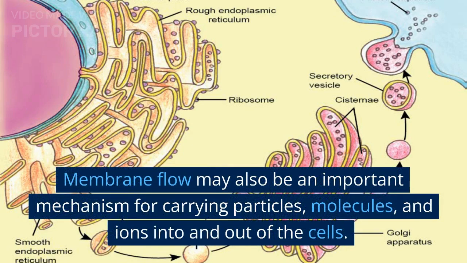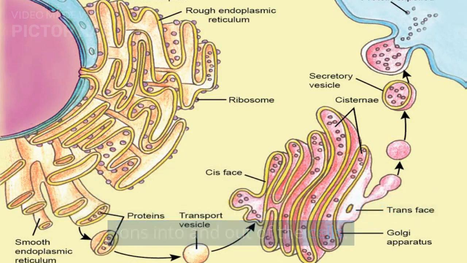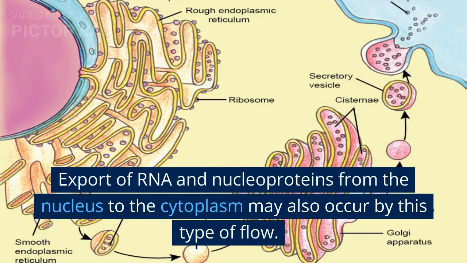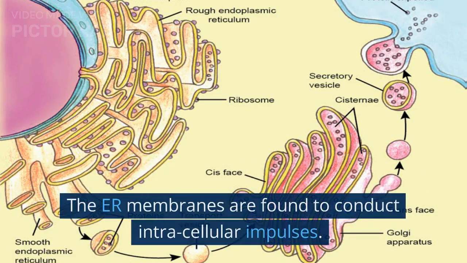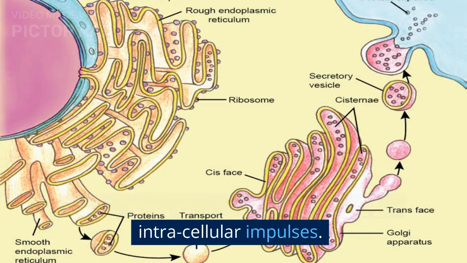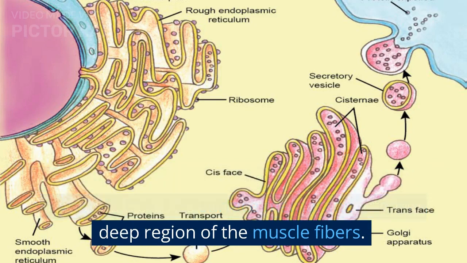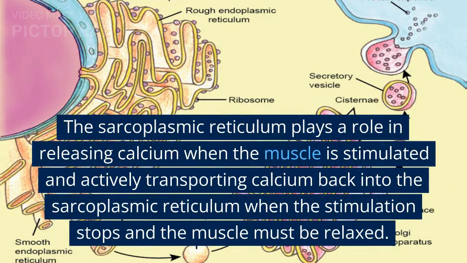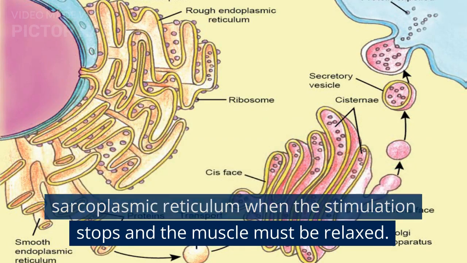Membrane flow may also be an important mechanism for carrying particles, molecules, and ions into and out of the cells. Export of RNA and nucleoproteins from the nucleus to the cytoplasm may also occur by this type of flow. The ER membranes are found to conduct intracellular impulses. For example, the sarcoplasmic reticulum transmits impulses from the surface membrane into the deep region of the muscle fibers. The sarcoplasmic reticulum plays a role in releasing calcium when the muscle is stimulated and actively transporting calcium back into the sarcoplasmic reticulum when the stimulation stops and the muscle must be relaxed.